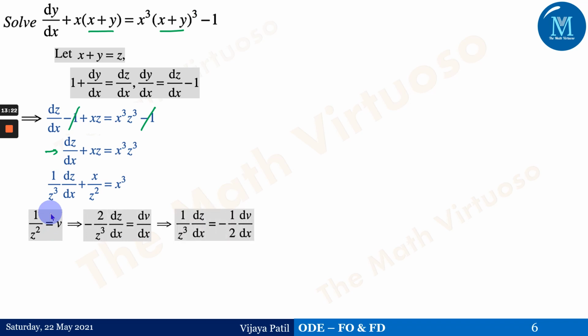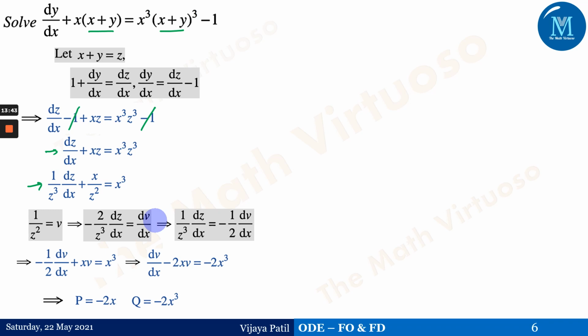Then by simple differentiation, minus 2 upon z cube dz upon dx equals dv upon dx, which is this format. So 1 upon z cube dz upon dx would be replaced by minus 1 by 2 dv upon dx. We replace that in the given equation. After rearranging the terms we get p equals minus 2x and q equals minus 2x cube. You can call these p dash and q dash, it doesn't matter, you should understand the form we are getting at the end, right?